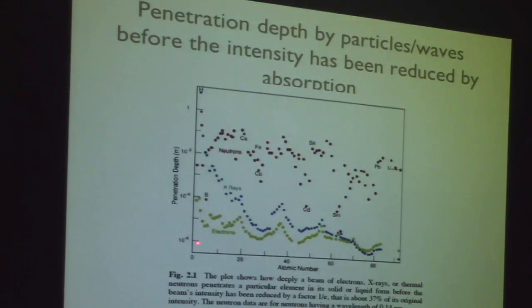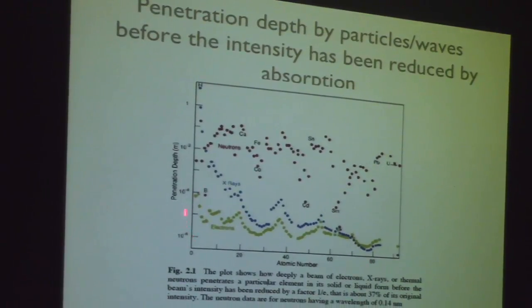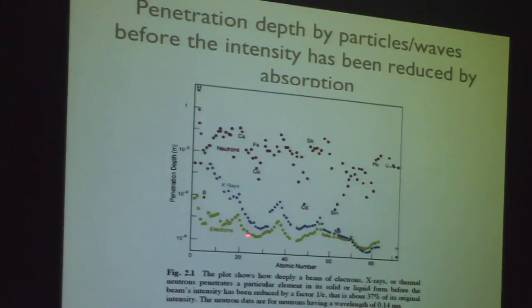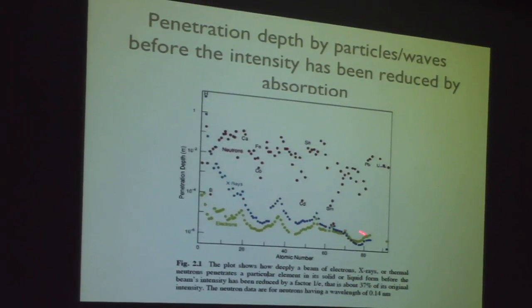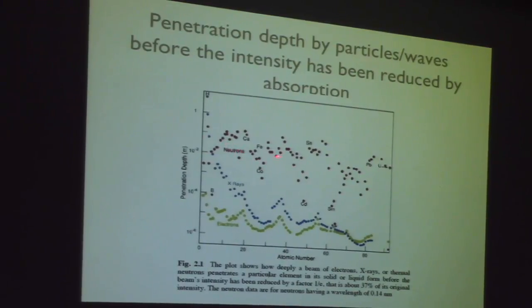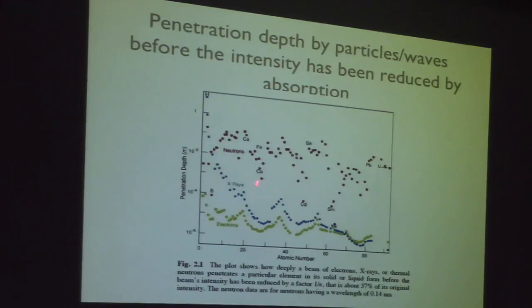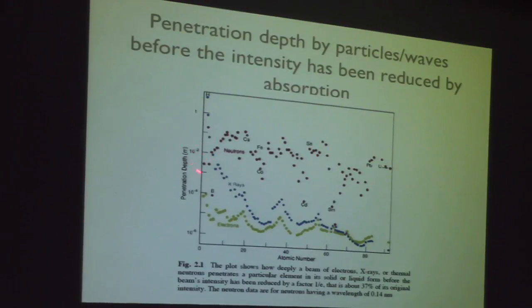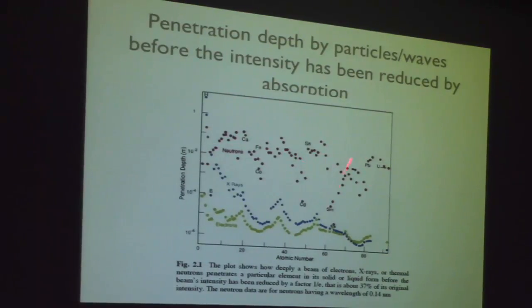This is another graph that shows the same thing. I'm not sure how useful it is, but this is a log scale, and this is the electron penetration versus atomic number. This is the X-ray penetration, and then this is the neutron penetration. One thing to notice is, apart from these edges here, for a particular wavelength of X-rays and neutrons, the X-ray penetration basically falls down with atomic number, but with neutrons it stays more or less constant, although there's some scatter.